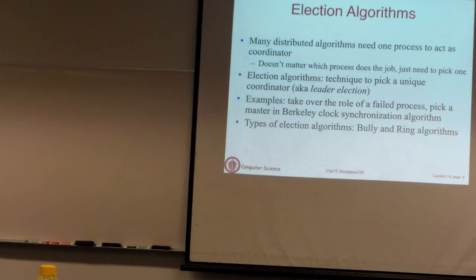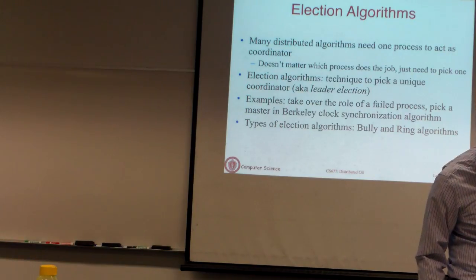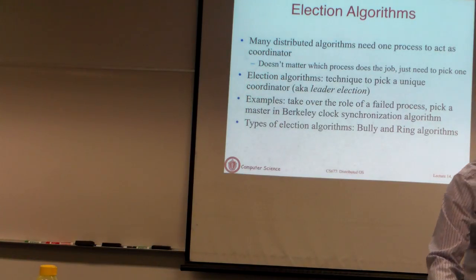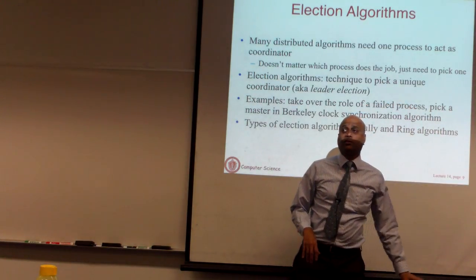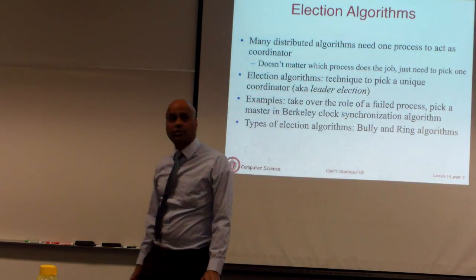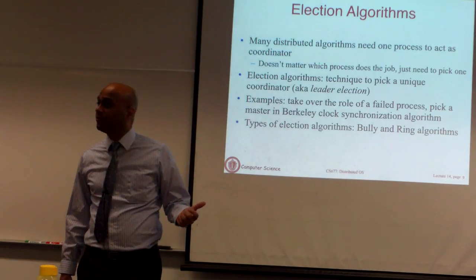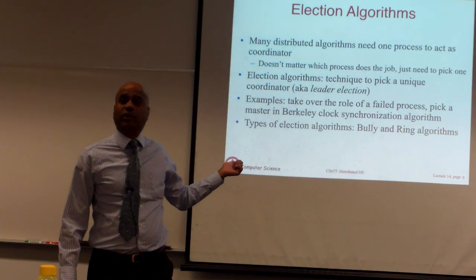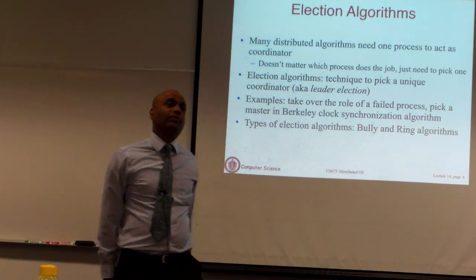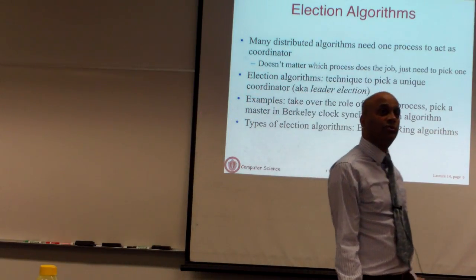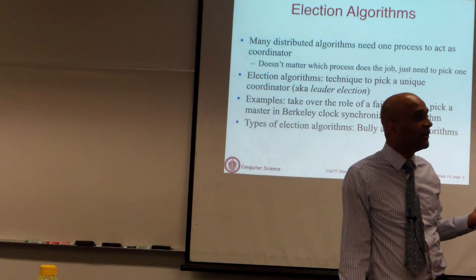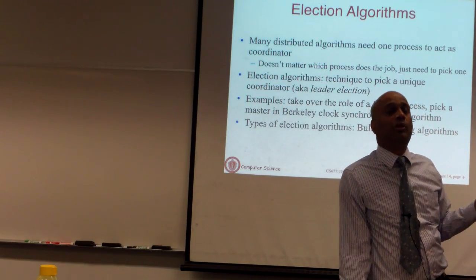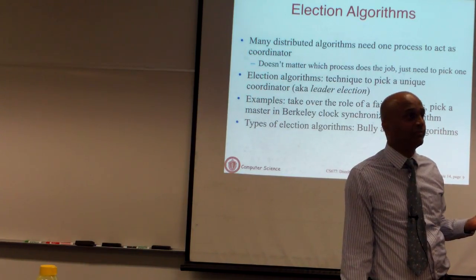Either the application designer, the programmer, or the system administrator says this is the coordinator process of the coordinator machine. That's one way to do it. The other way, which we are going to look at here, is that the processes themselves elect a distinguished node, a node that is going to become distinguished, and say that's the leader. And that's going to do whatever task you're trying to achieve.